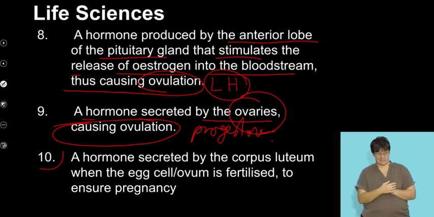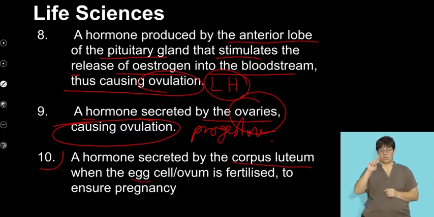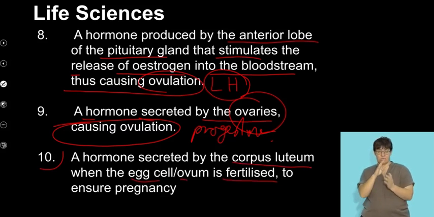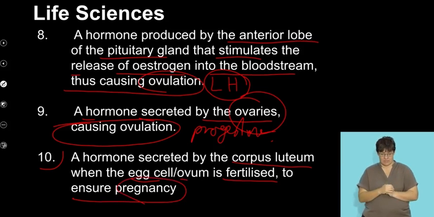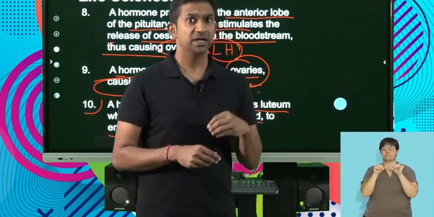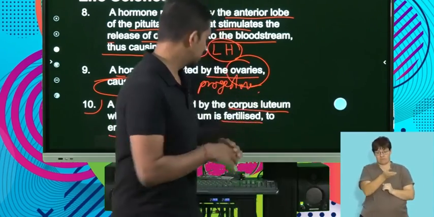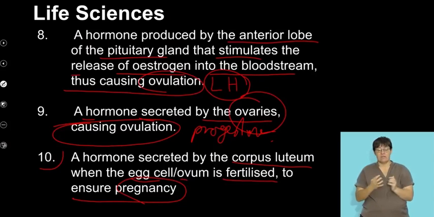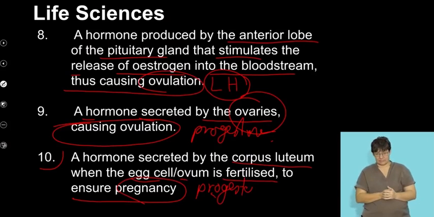Finally, question 10. The hormone secreted by the corpus luteum when the egg cell or the ovum is fertilized to ensure pregnancy. So the corpus luteum stimulates the ovary to produce progesterone, and progesterone is a hormone that actually maintains the lining of the endometrium in case fertilization has occurred. So when fertilization does occur, it would be progesterone that would maintain the lining and maintain the levels of progesterone in the blood.